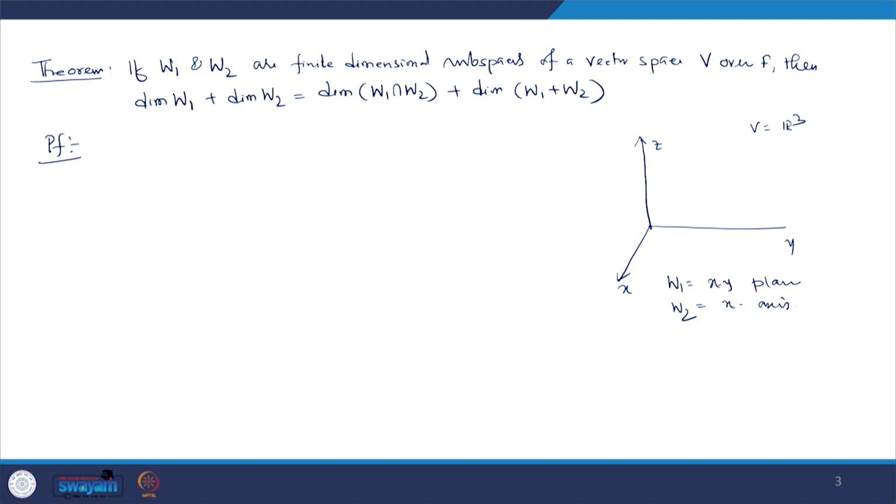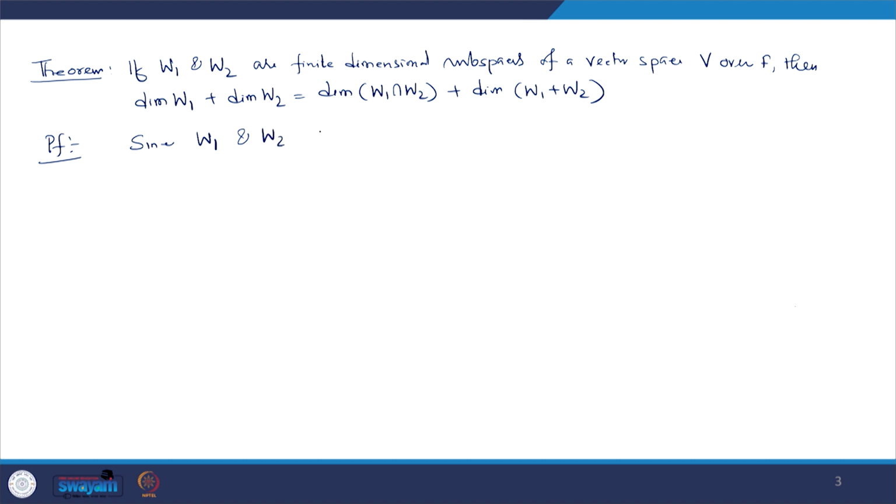Now, let me give it in a more generalized form. Since W1 and W2 are finite dimensional subspaces of V, W1 intersection W2 is also a finite dimensional subspace of V.